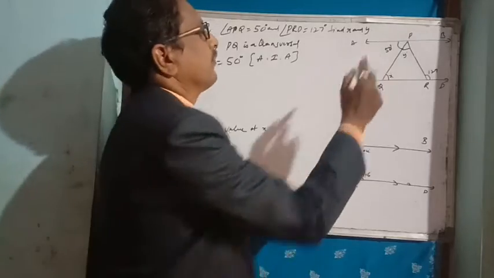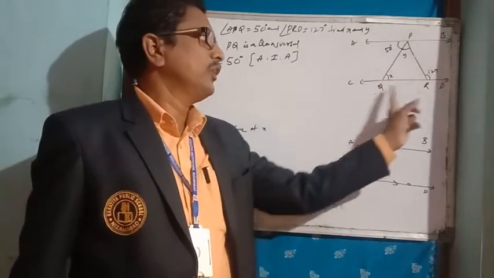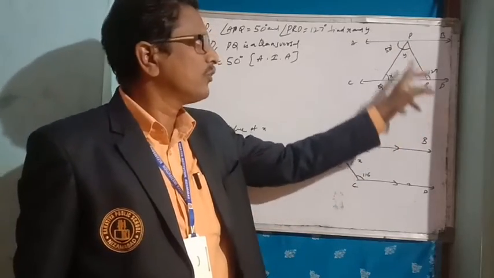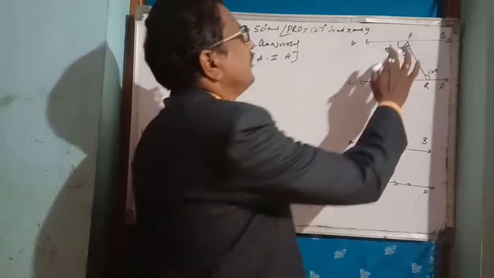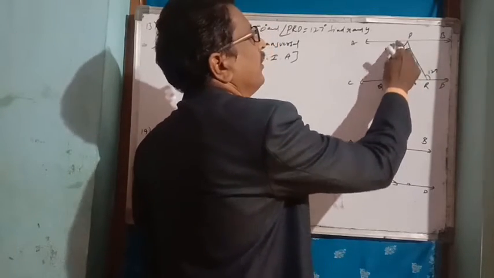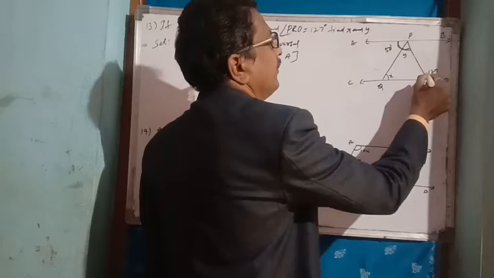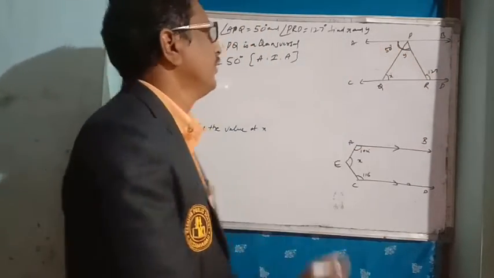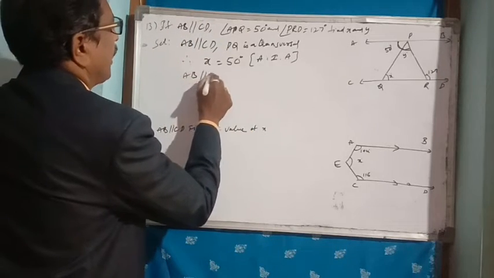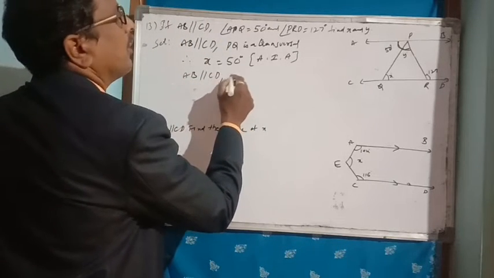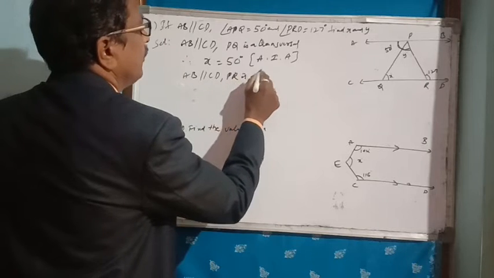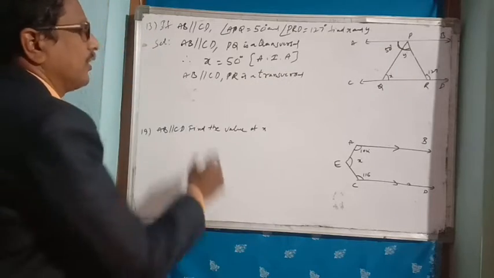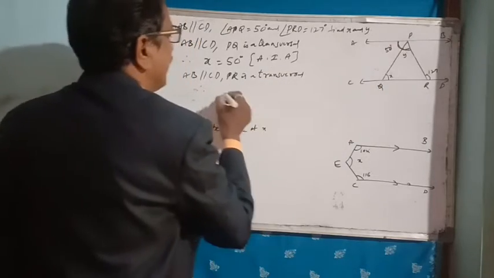Now again, here see AB is parallel to CD. Now PR is a transversal. Here also this angle and this angle. Suppose this angle is not there. From here to here, this angle and this angle, these two angles are also alternate interior angles. Those are equal. Here AB is parallel to CD, PR is a transversal. Therefore, how can I write this angle here?